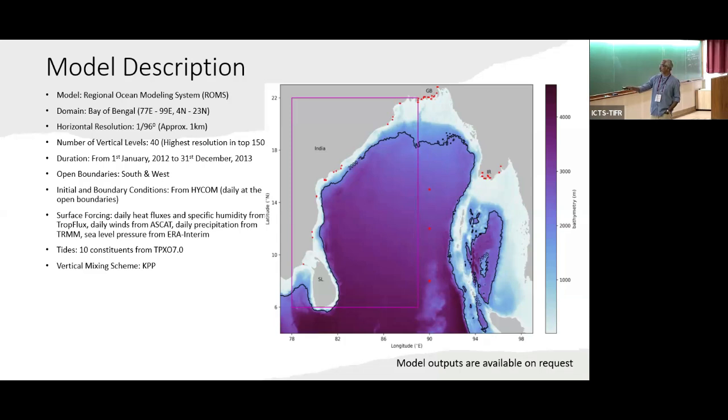These two boundaries, one on the south and the other on the west, are open. Initial and boundary conditions are taken from the HYCOM simulations. For surface forcing, we use SCAT winds and the rest of the variables from ERA-Interim.